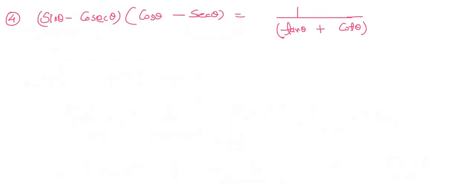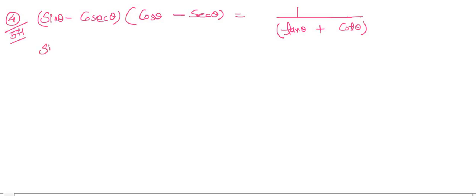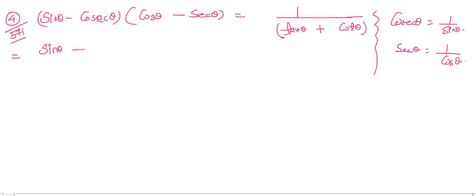Next question. This is the fourth question. You will find it on page 571, RS Aggarwal example. Pause it and try it on your own. When you don't know what to do, convert everything into simple form. Everything into sine and cos. Okay? So what is cosec? Cosec you know. What is cosec? 1 by sine. And what is sec? 1 by cos. I think everybody knows it. So cosec is 1 by sine and sec is 1 by cos.